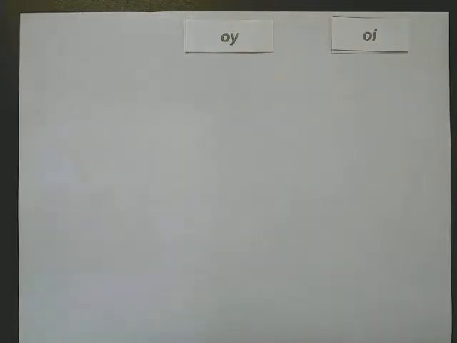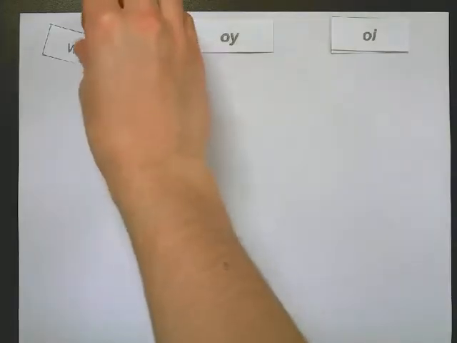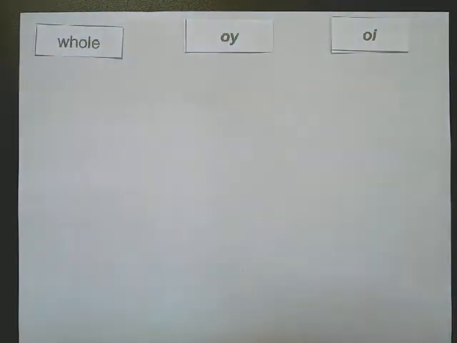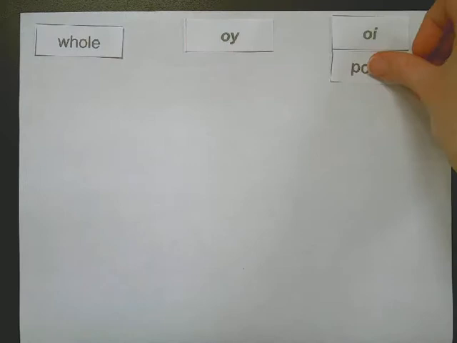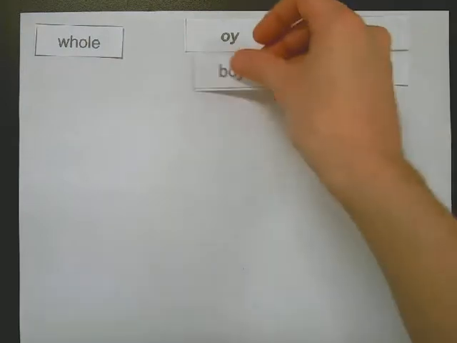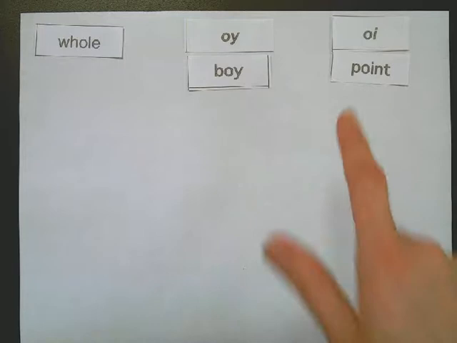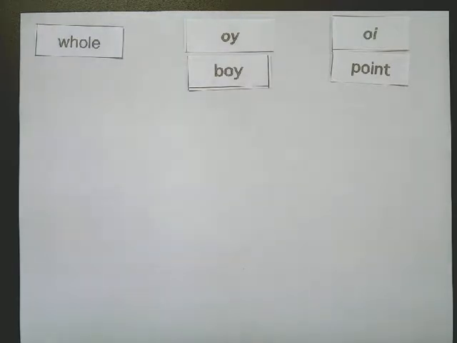This sort is focusing on the long O sound, like in the word whole, versus a sound that is heard in words like point or boy. Both OY and OI are called diphthongs, and these letters, OY and OI, work together to make the sound oi.